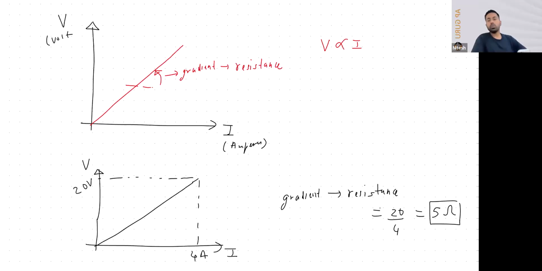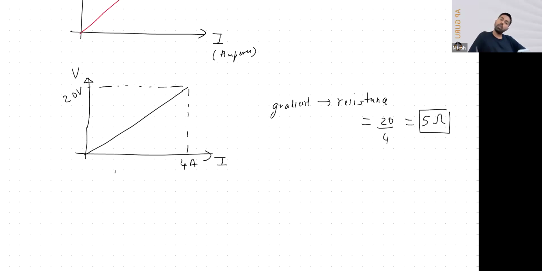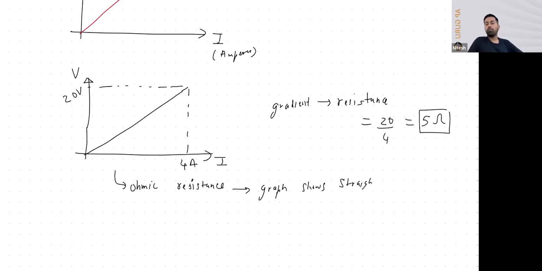The graphs which show you a straight line, these are called the ohmic resistance. So what are ohmic resistance? The graph shows a straight line, or the graph which follows Ohm's law. In that case, the resistance is called the ohmic resistance.